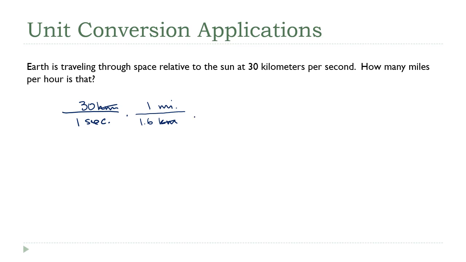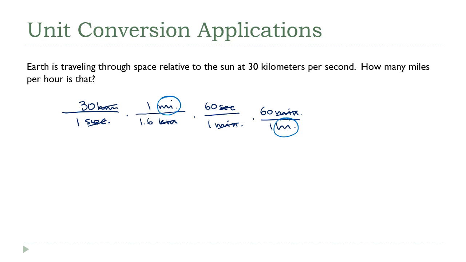First, I know that there are 60 seconds in 1 minute. That gets me into minutes. So right now I'm going to do it one more time. There are 60 minutes per hour. The minutes cancel, and look at the units that are left. I've got miles up here and hours down here, and that's what I wanted.